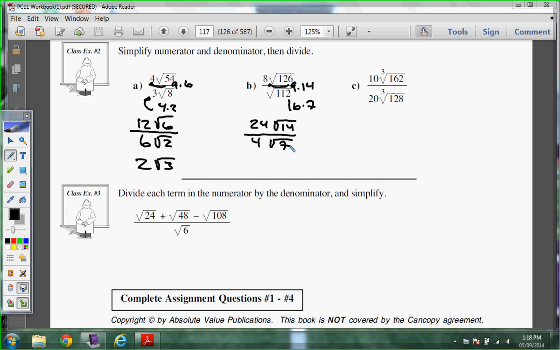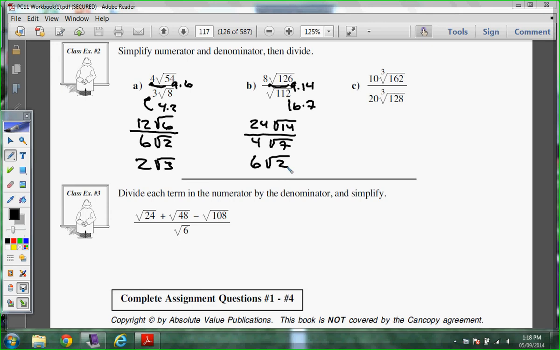And now we divide it out. 24 divided by 4 is 6. Root 14 over root 7 is root 2. All right. Okay, again, going to break them down first, and then we'll divide.